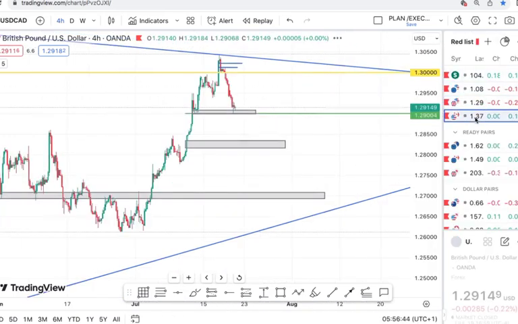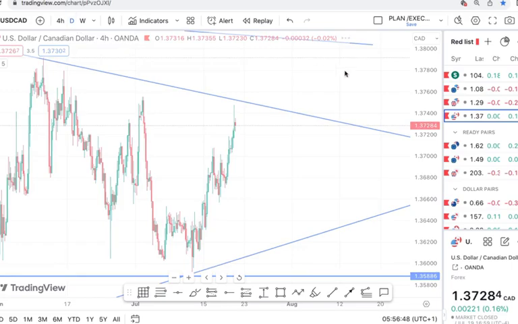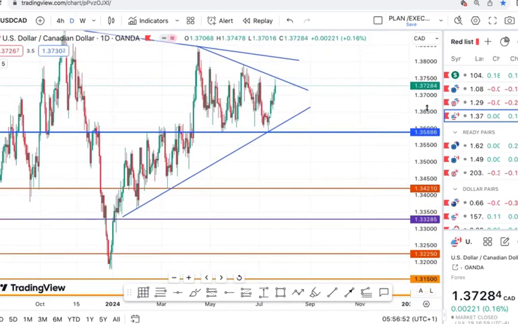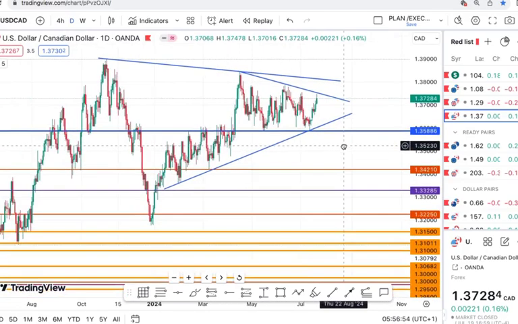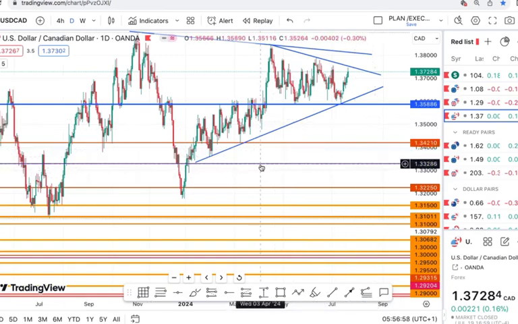Okay, next is USDCAD. My list, USDCAD, starting off from the daily time frame. This pair has been interesting. This pair has been a hell of a problem for most people.